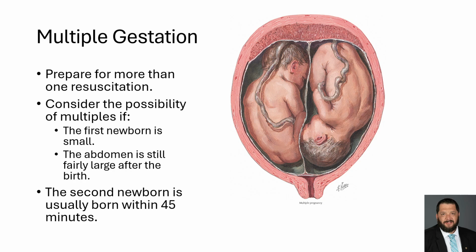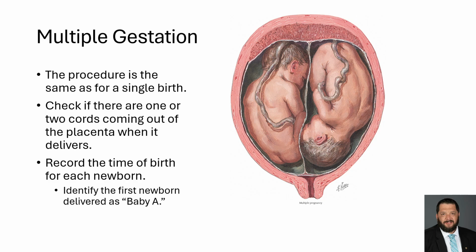Multiple gestation, prepare for more than one resuscitation, right? Consider the possibilities of multiples if the first newborn is really small or the abdomen is still relatively large after the childbirth. The second newborn is usually born within 45 minutes or so of the first. The procedure for multiple gestation and multiple birth is the same for a single birth. You're going to check if there are 1 or 2 cords coming out of the placenta when it delivers. And you'll need to record the time of birth and the APGAR score for both newborns. Identify the first newborn delivered as baby A, and subsequent would be baby B, and so forth.